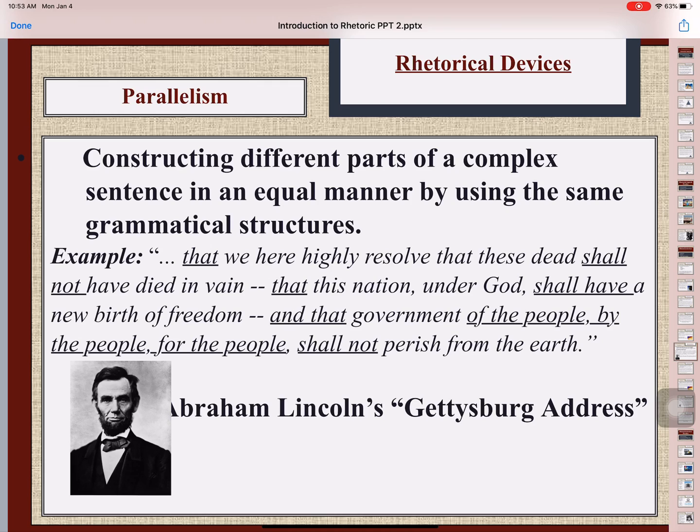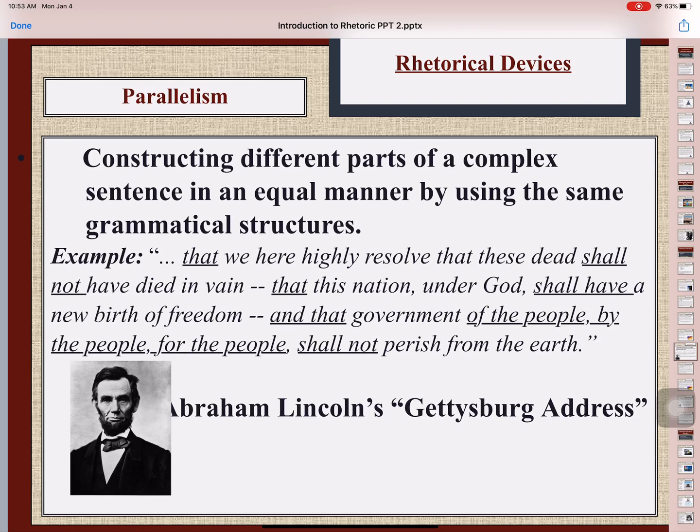All right, parallelism, one of my favorite rhetorical devices underneath the rhetorical appeals. These devices are like arrows in a quiver. Abraham Lincoln, Gettysburg Address. Parallelism is constructing different parts of a complex sentence or different parts of sentence structure in an equal manner by using the same grammatical structures. Here's an example. That we here highly resolve that these dead shall not have died in vain.